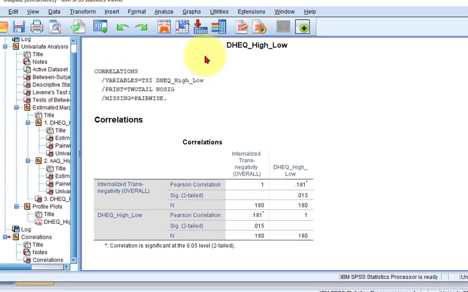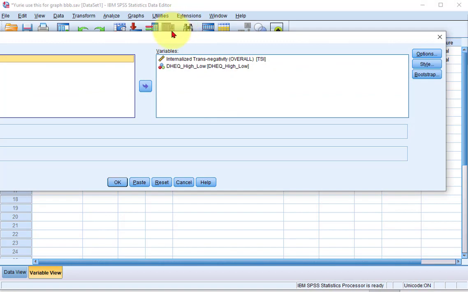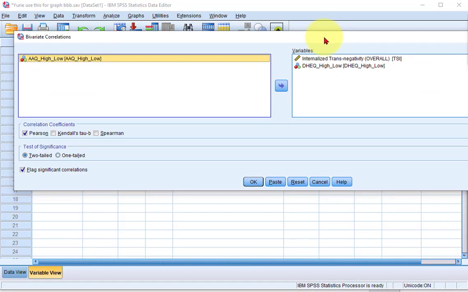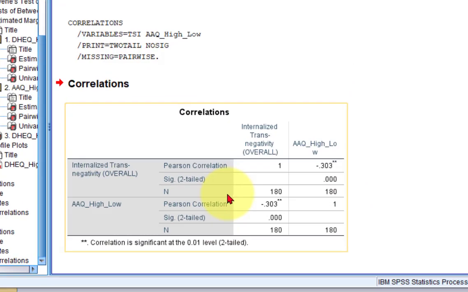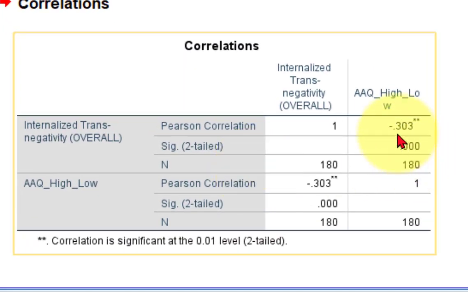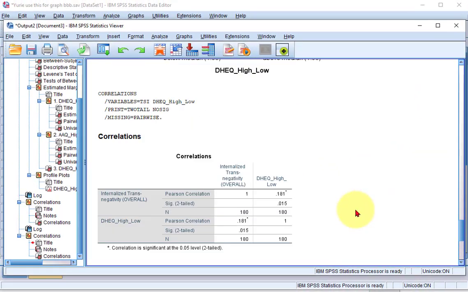So then I did the second one. Let's do that one. Analyze, Correlate, Bivariate, get in there, boom. And I change this variable with this one. So this would be the other line. And it gives me a negative 0.3. And that too is significant. So that would be the blue line, right?